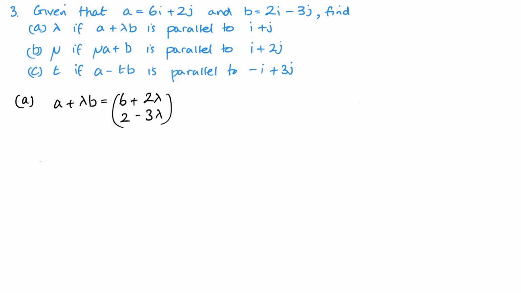Now, first of all, I've just done a plus lambda b, so a plus 2 times lambda, and then for the j's we've got 2 minus 3 times lambda. Now, if it's going to be parallel to ij, then what that means is that these two have got to be of equal size. So therefore 6 plus 2 lambda must equal 2 minus 3 lambda. I can now solve for lambda.